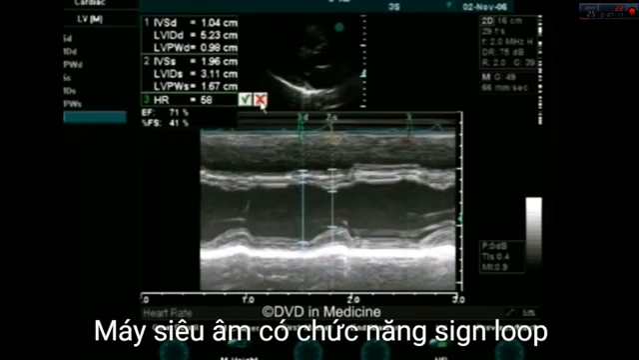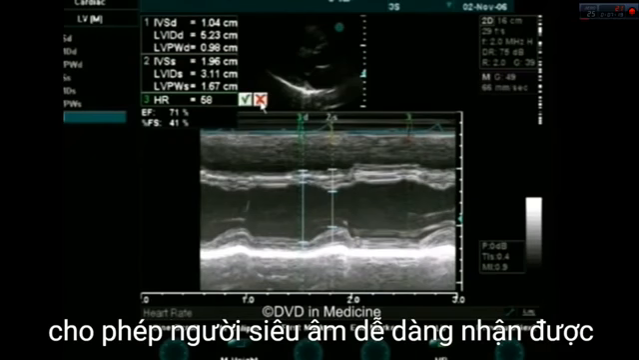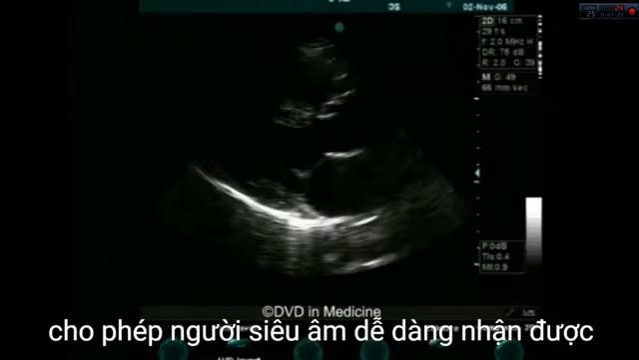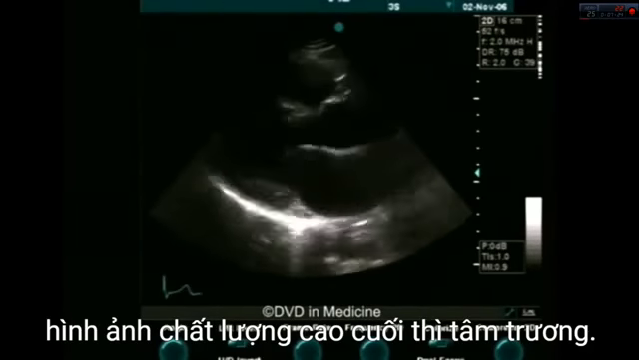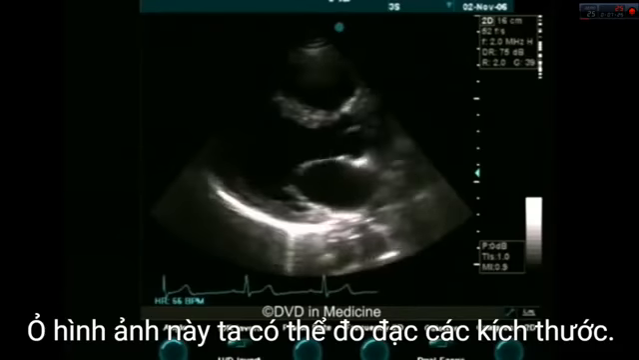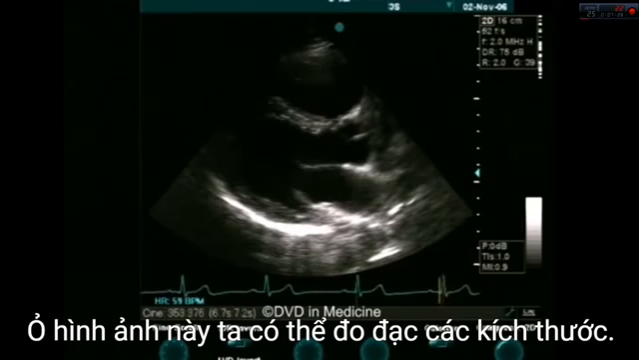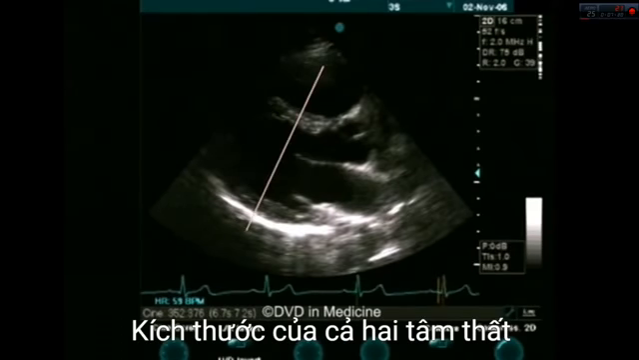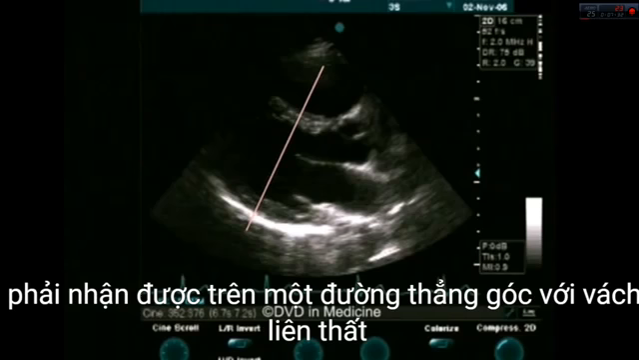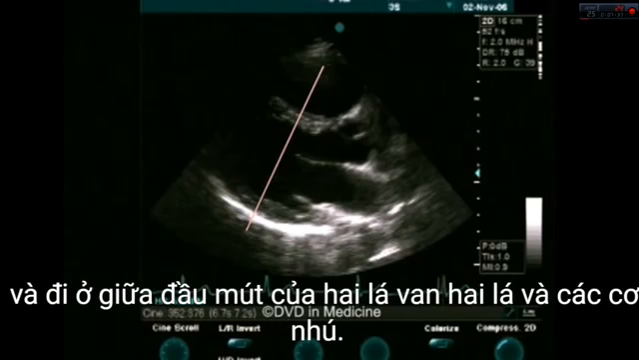Echo machines have a cine loop function which allows the echocardiographer to easily obtain a high-quality image at the end of diastole. In this image, one can measure all necessary dimensions. The dimensions of both ventricles should be obtained on the line that is perpendicular to the interventricular septum and that goes between the tips of the mitral valve leaflets and the papillary muscles.